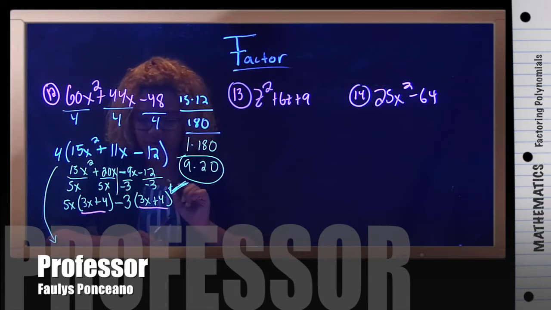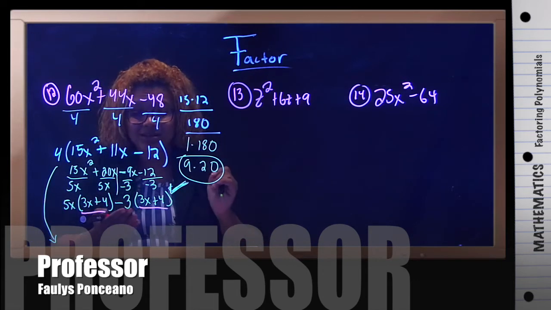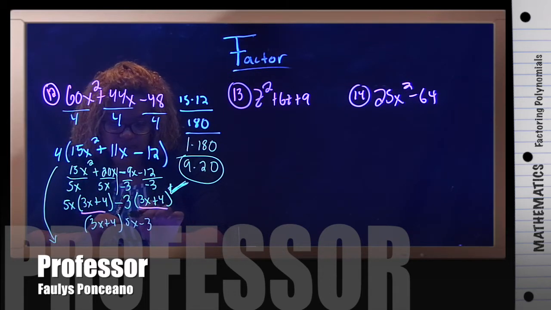Check mark. Okay, good. So between this term and this term, what is in common? The 3x plus 4. Pull that out, 3x plus 4. What are you left with? The leftovers, 5x minus 3.